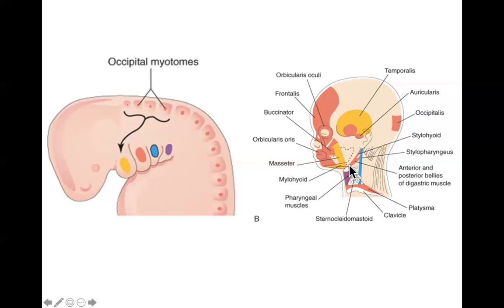The muscles of 4 and 6 are going to become the swallowing muscles. These guys down here, they don't show all of them in the diagram, but that's okay. So 4 and 6, remember 5 doesn't really do anything, but 4 and 6 are going to mostly become the muscles that you use to swallow.